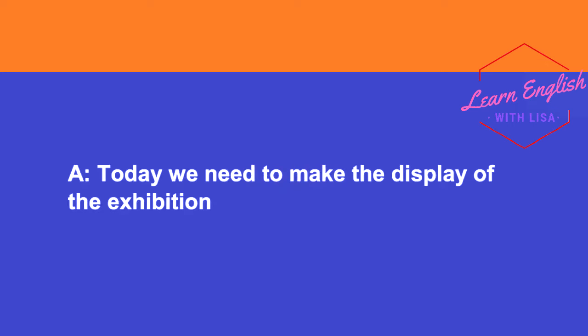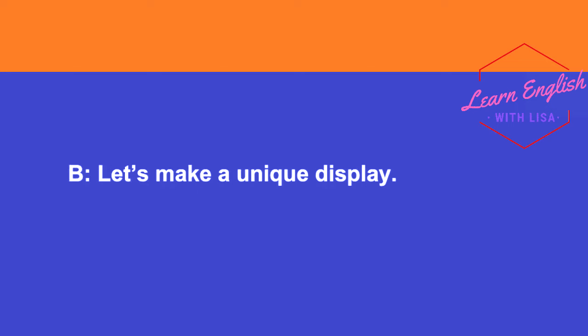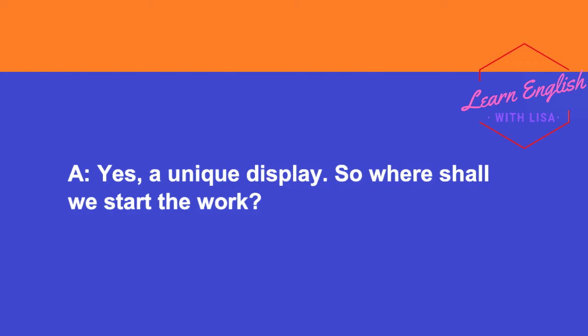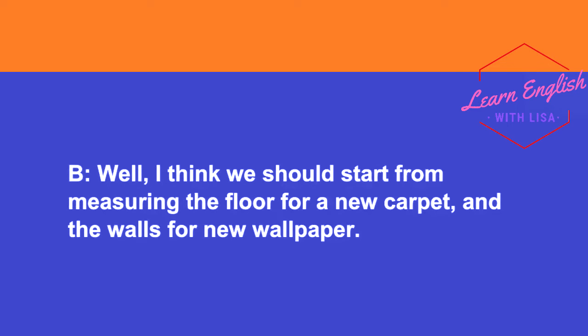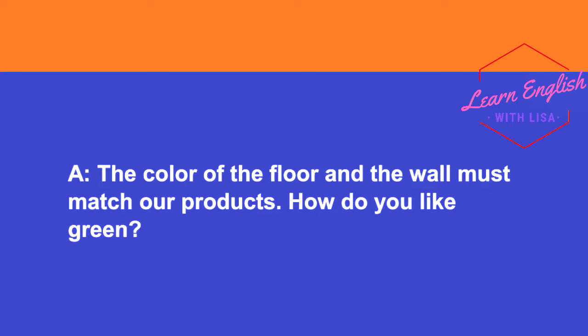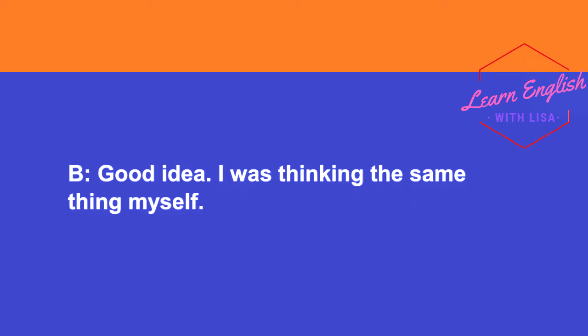Dialogue 1. Today we need to make the display of the exhibition. Let's make a unique display. Yes, a unique display. So where shall we start the work? Well, I think we should start from measuring the floor for a new carpet and the walls for new wallpaper. The color of the floor and the wall must match our products. How do you like green? Good idea. I was thinking the same thing myself.